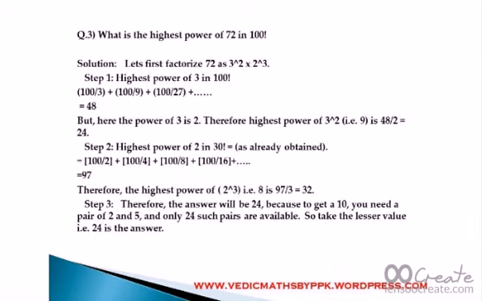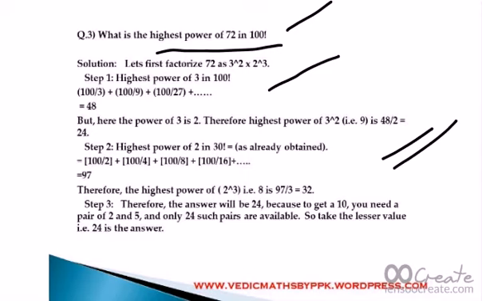Find the highest power of 72 in 100 factorial. Go through the questions. First of all, factorize the numbers. The process remains the same, only the values change. Please do it by yourself.